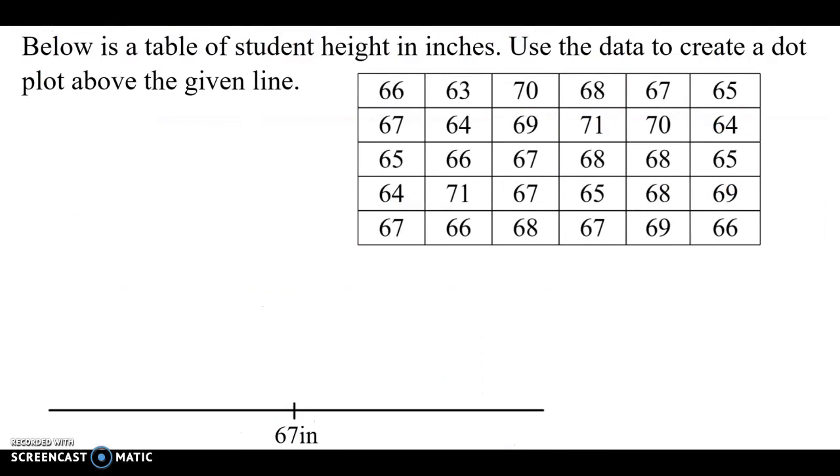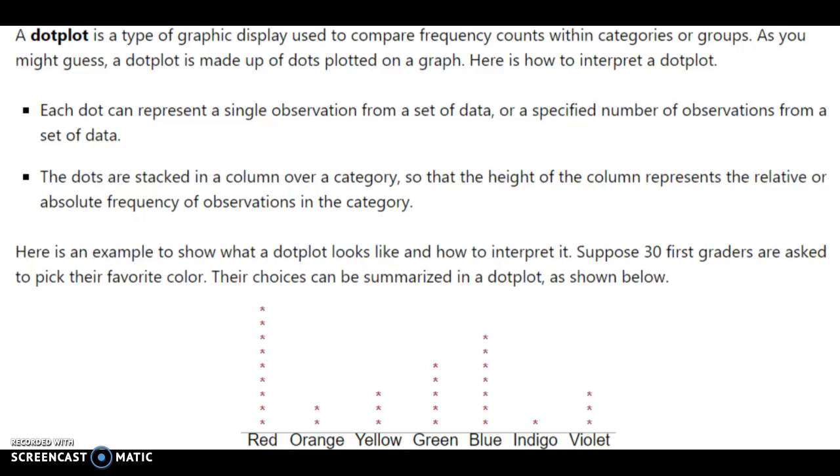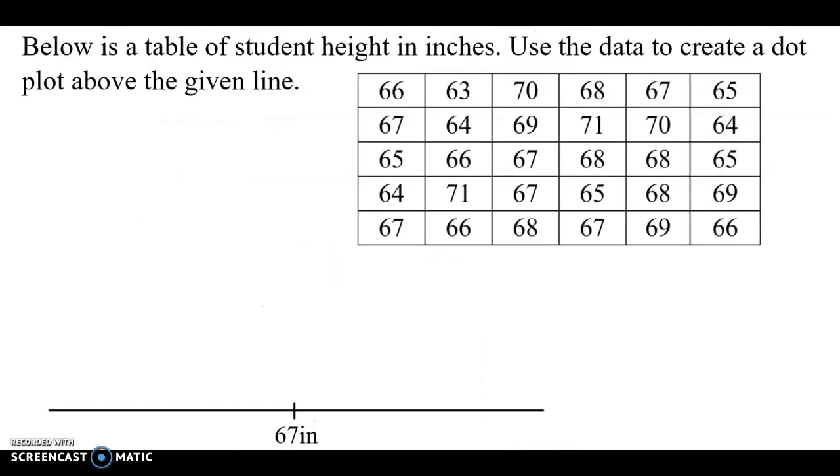So look at this next one. It says, below is a table of student height in inches. Use the data to create a dot plot above the given line. So 60 inches is 5 foot. So 66 inches is like 5'6". Okay, so usually in a numeric dot plot, like this one here, this was like colors. But if it's numeric, we'll order it in number line order. So what I'm putting on here for you is the middle. Okay, so I want you to take a second and create a number line dot plot with these values.